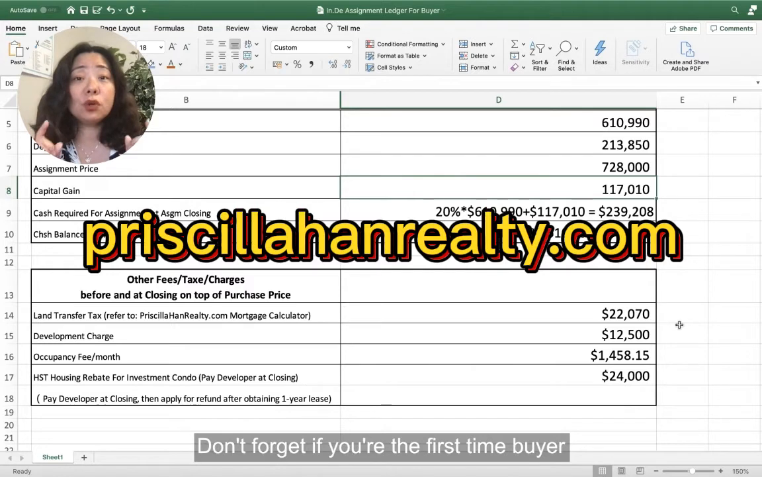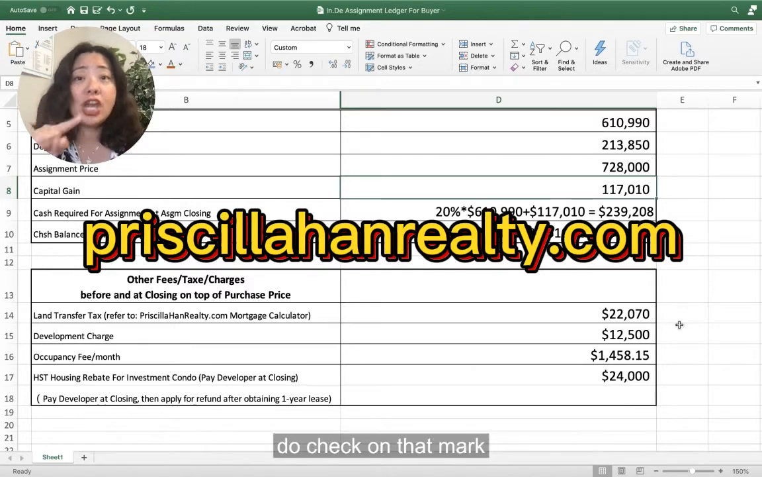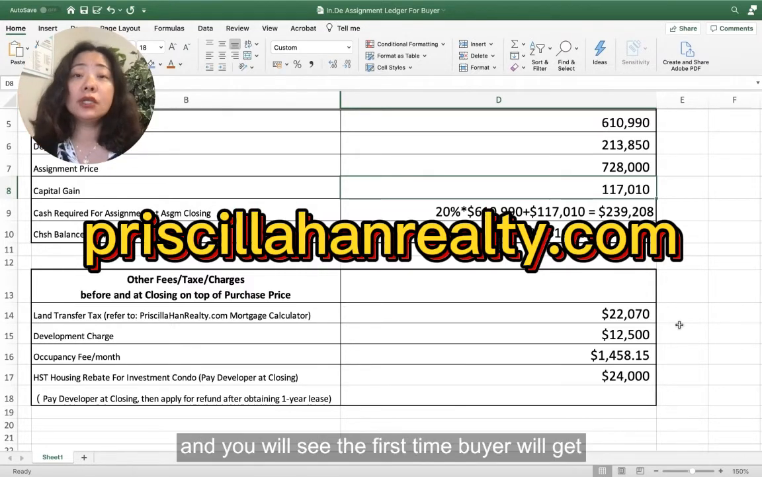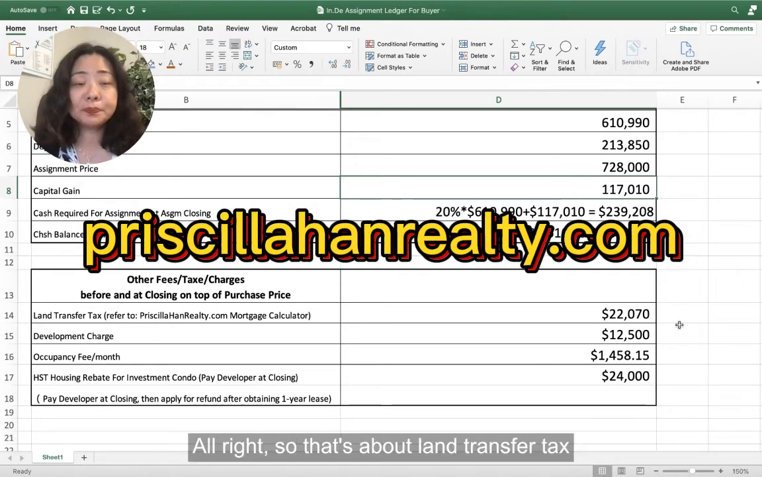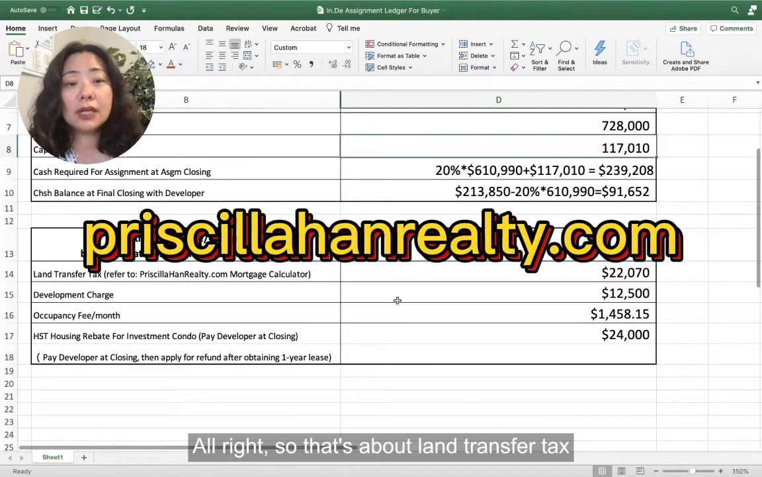Don't forget, if you're a first-time buyer, do check that mark, and you will see the first-time buyer will get some amount of credit from the government for land transfer tax. All right, so that's about land transfer tax.